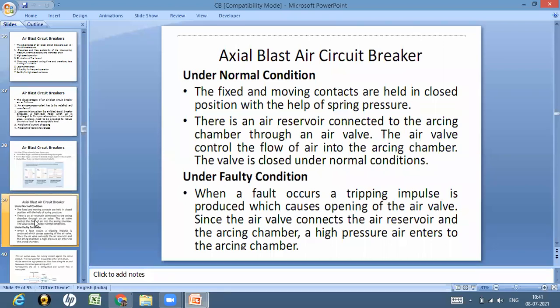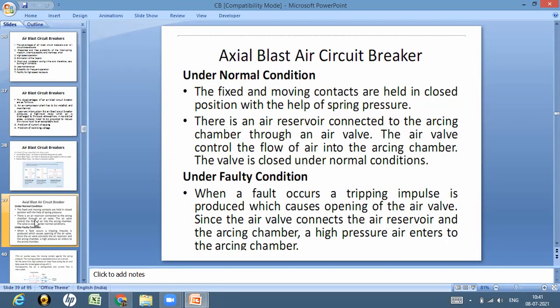But what happens when a fault occurs? A very heavy current flows through the circuit breaker, due to which the electromagnetic coil gets energized. When the coil is energized, it moves the moving contact away from the fixed contact, and an arc is struck between them. When the arc is struck between the moving and the fixed contact, you have to quench this arc in the shortest possible time.